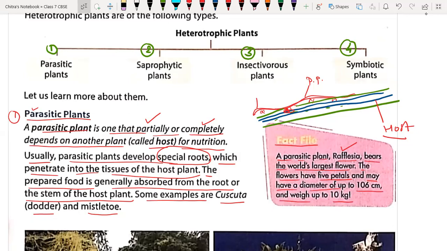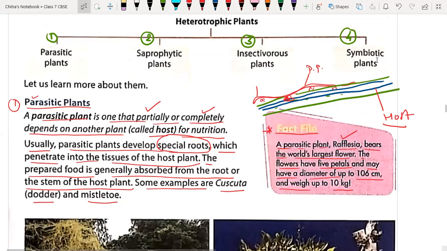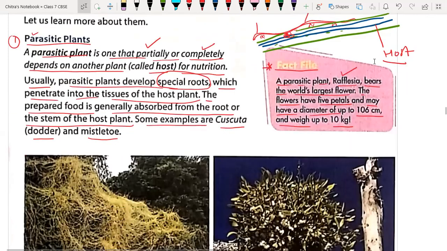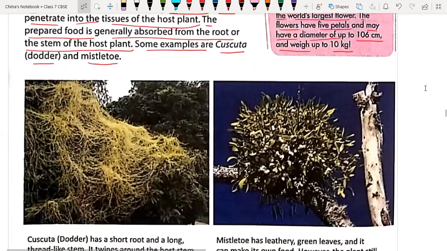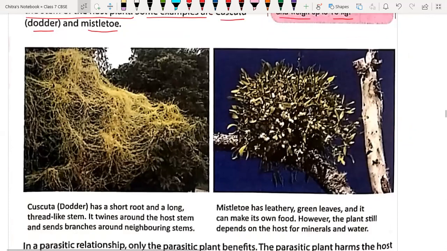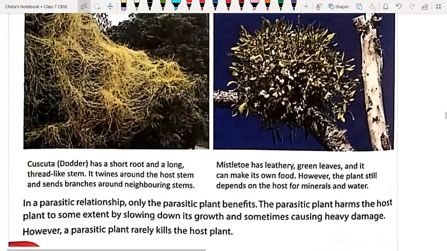Understood everyone that fact? Yes, sir. That's so many kg, sir. Yes, it's about 10 kg. If you really want to, you can go and find these parasitic plants and see their flower, that's it. You use a lot of kg. Yes, sir. And its smell is like rotten meat, sir.